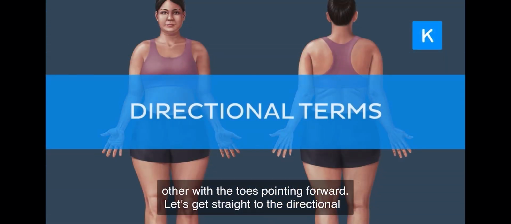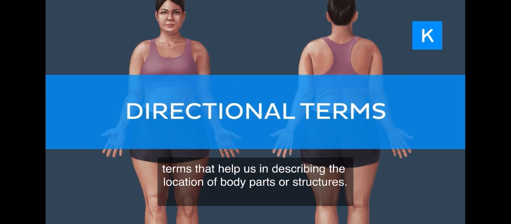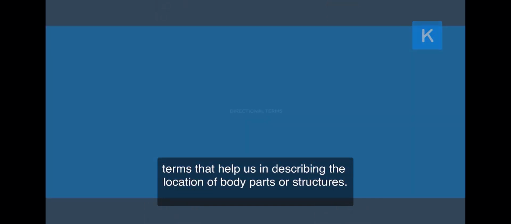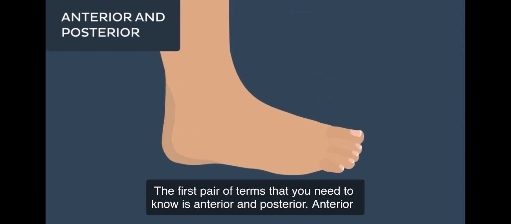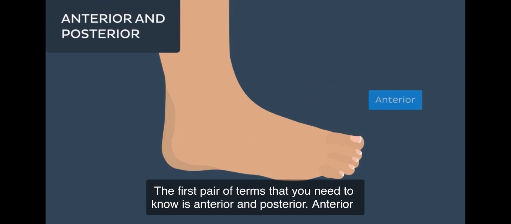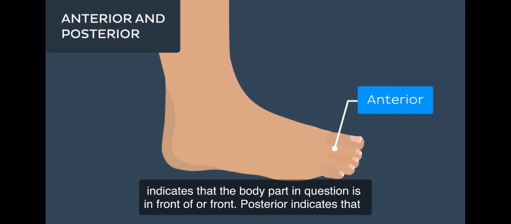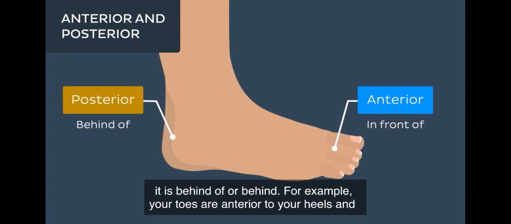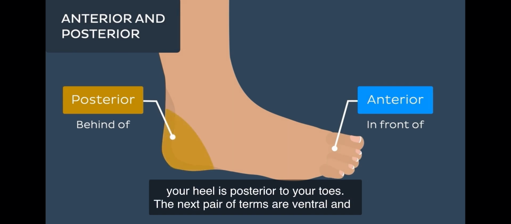Let's get straight to the directional terms that help us in describing the location of body parts or structures. The first pair of terms that you need to know is anterior and posterior. Anterior indicates that the body part in question is in front of, or front. Posterior indicates that it is behind of, or behind. For example, your toes are anterior to your heels, and your heel is posterior to your toes.